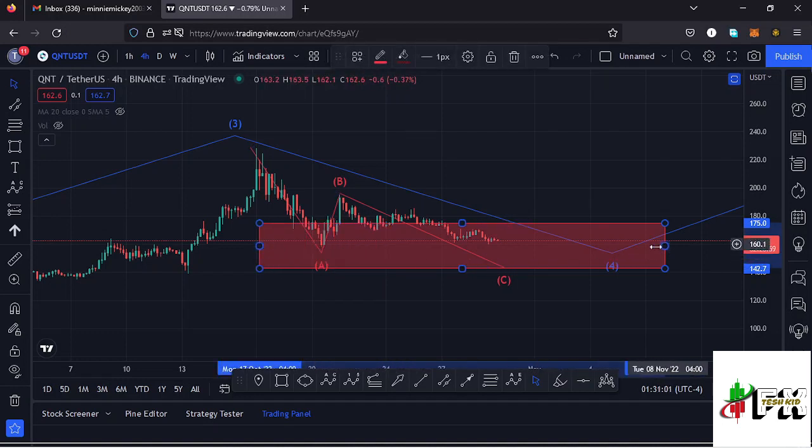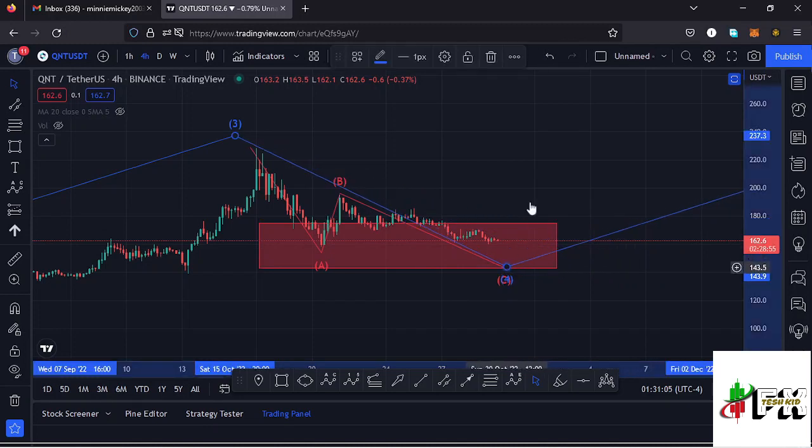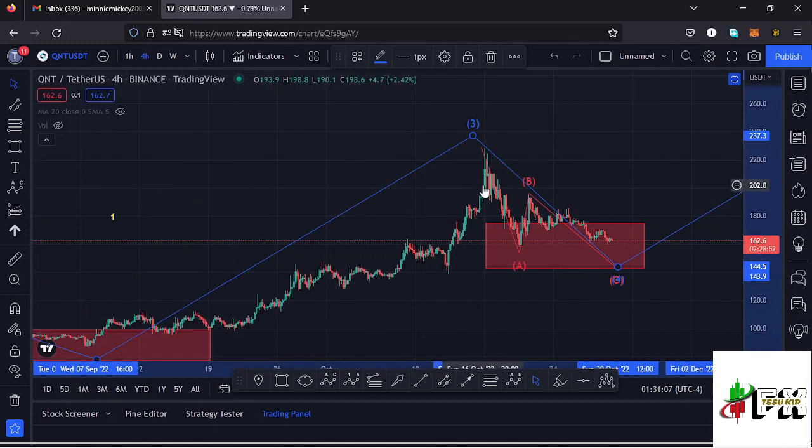So once we make a low below the $158 mark, then there are high chances that the low might be in the formation of that fourth wave, and I can start sketching out a movement to the upper side in the formation of a fifth wave to the upper side.